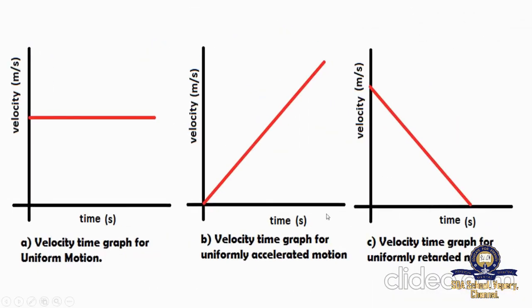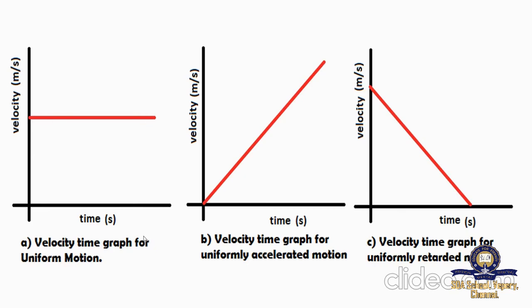So, I have listed three different graphs. The first graph shows the velocity time graph for a uniform motion. If it is a uniform motion, the graph looks like this. Okay. And the second graph shows that if it is a uniformly accelerated motion, the graph is an increasing straight line. If it is a uniformly retarded motion, it would be a decreasing straight line. So, these are the three various graphs under the velocity time graph. I hope you are clear with it.